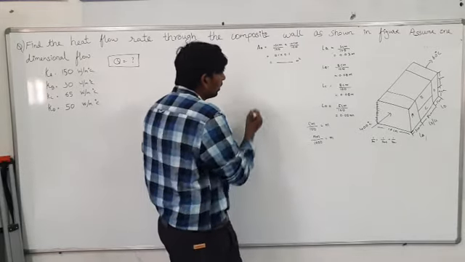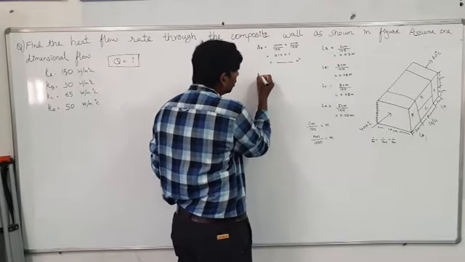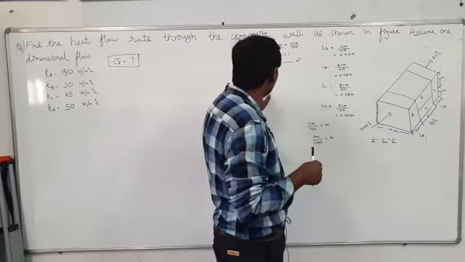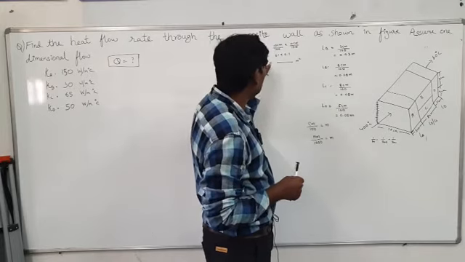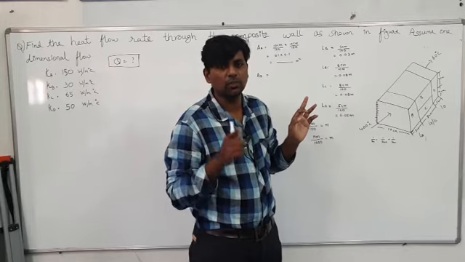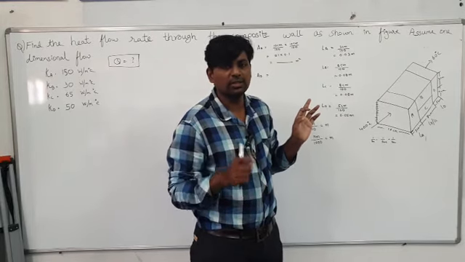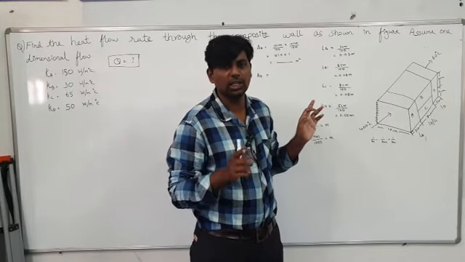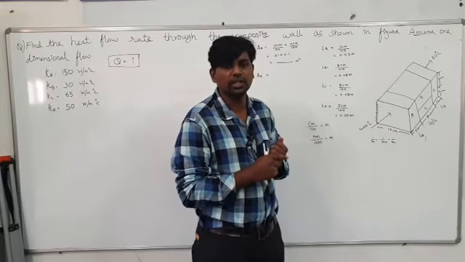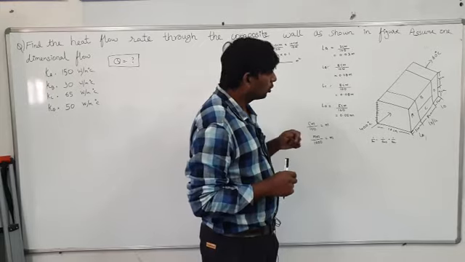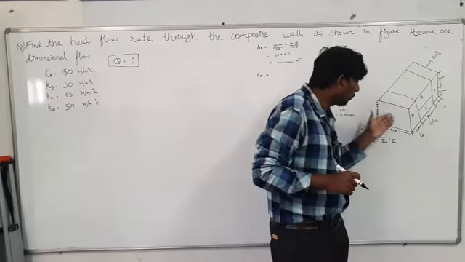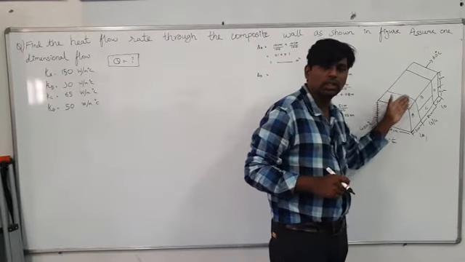After that, next you have to find out AB. For finding AB, area of AB: AA stands for area of A, AB stands for area of B, AC stands for area of C, and AD stands for area of D. These are the components. How many total components are there? 4 components. So next I am finding AB, the area of B. For finding AB, heat is flowing in this direction.